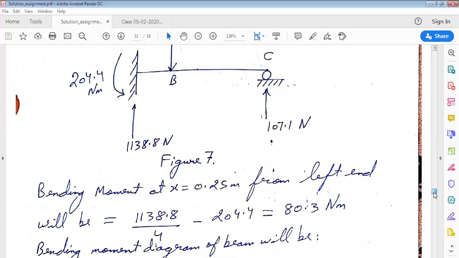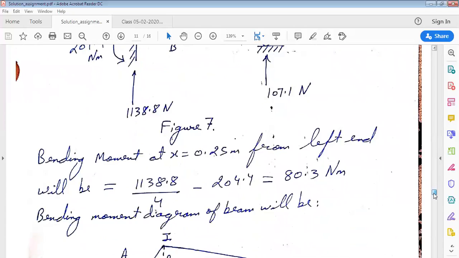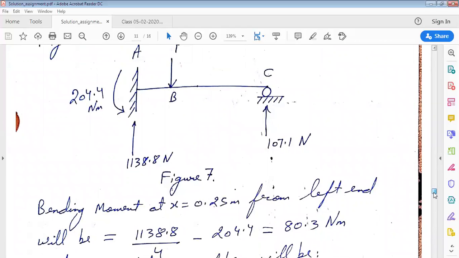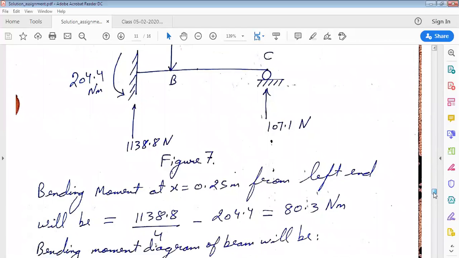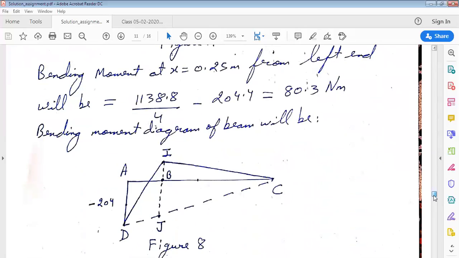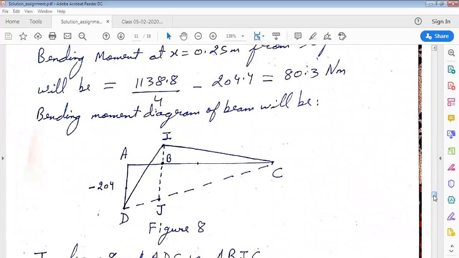For this beam at x equal to 0.25 from left end, we can write that the bending moment is equal to 1138.8 divided by 4 minus 204.4, that is 80.3 Newton meter. So for this, now the bending moment diagram would be like this, where at the left end, bending moment is minus 204. At x equal to L by 4, bending moment is 80.3 Newton meter.